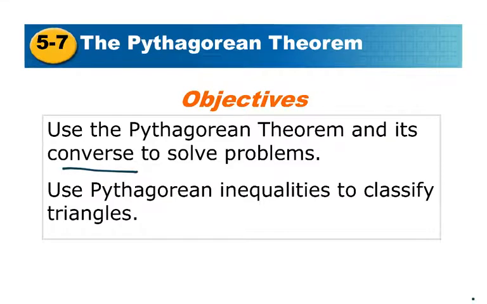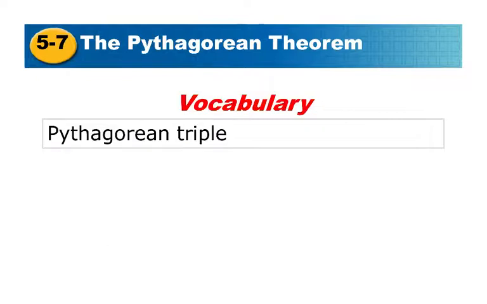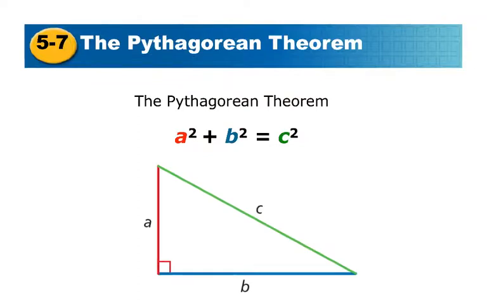And then we're going to use Pythagorean inequalities. We're going to have less thans and greater thans and things like that to classify a triangle as either obtuse or acute, etc. Alright, so first thing that we're going to talk about is a Pythagorean triple, just so that we can see what that is.